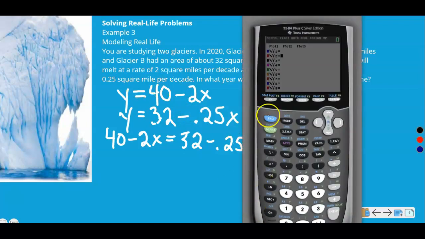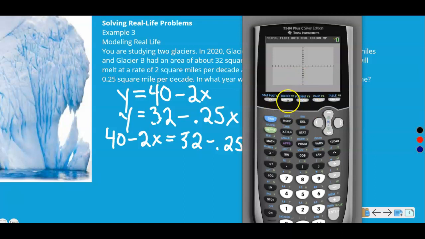So let's go to our calculator. We've got 40 minus 2x, and then 32 minus 0.25x. If you notice these numbers here, 40 and 32, those are your y-intercepts. A normal graph is going to graph on 10 by 10. If you can't see anything, you've got to change your window.